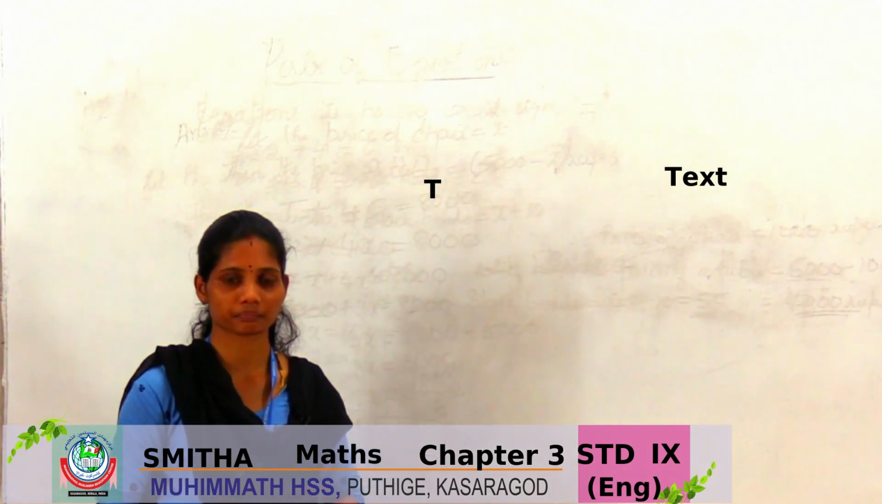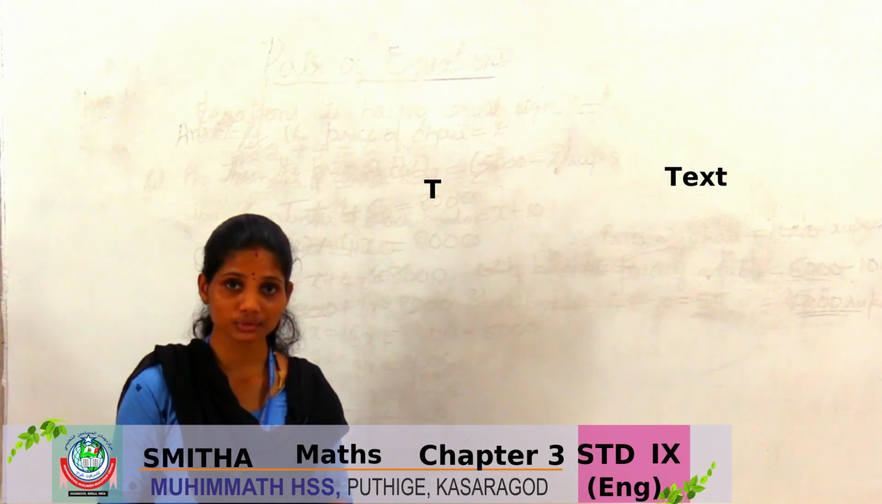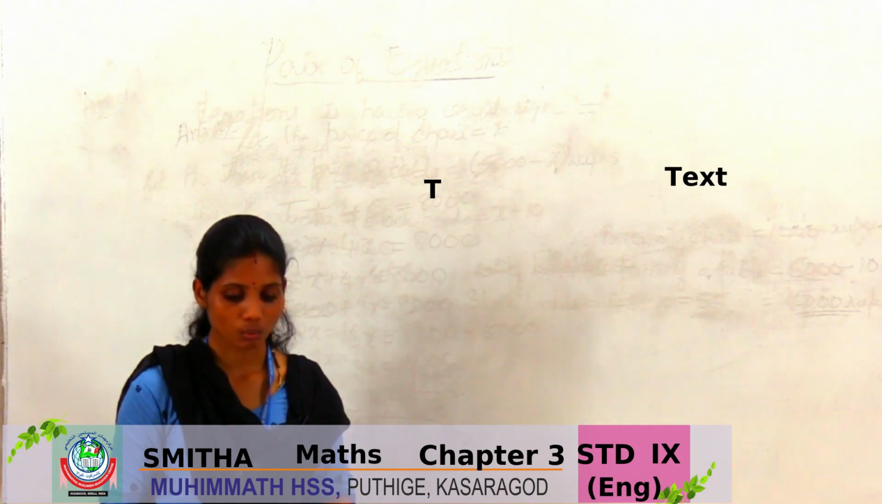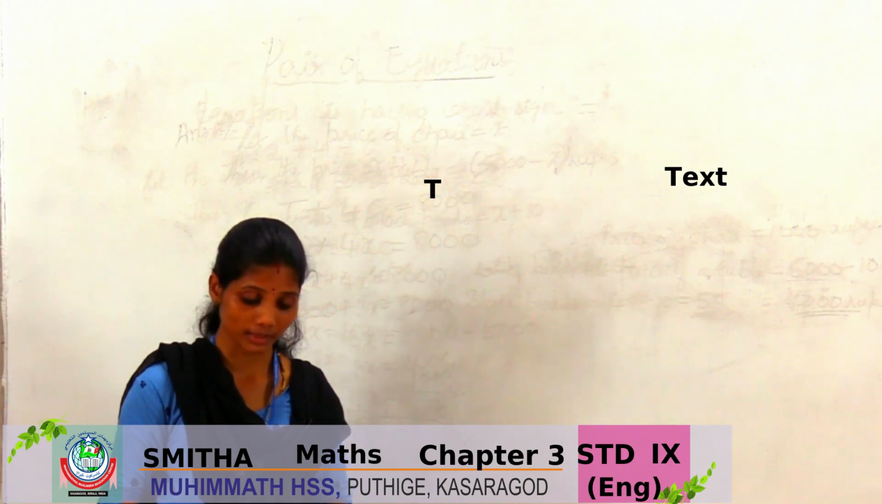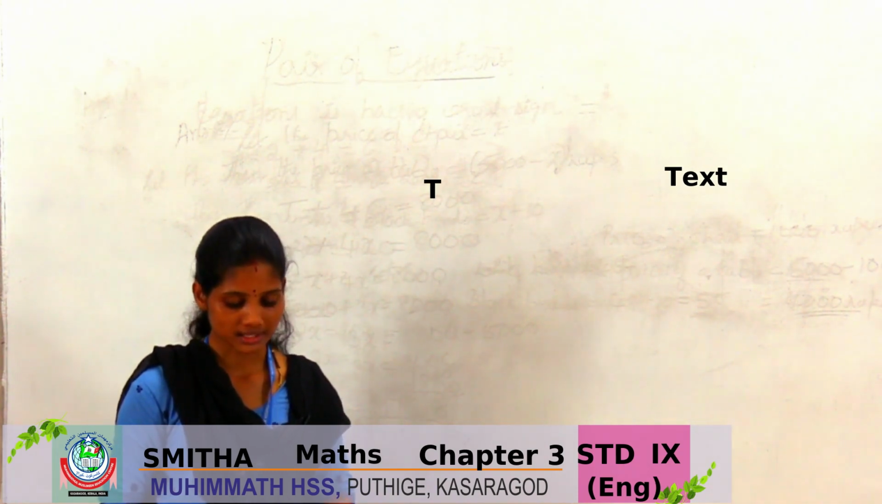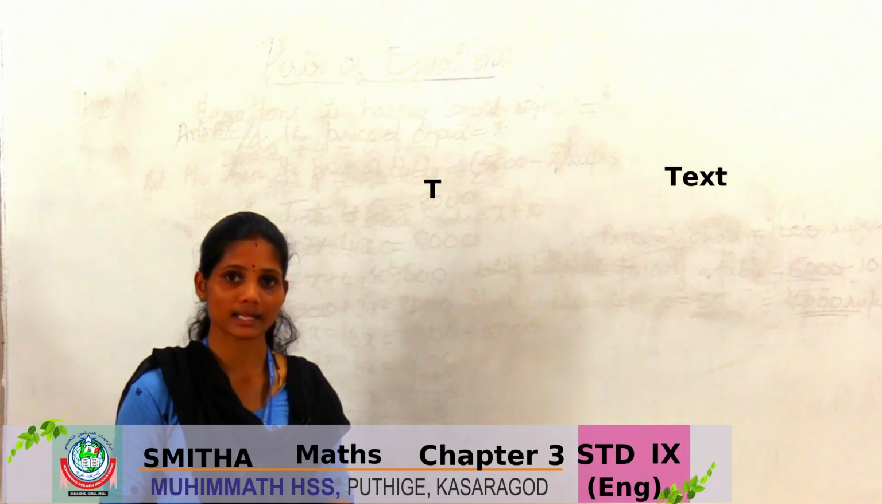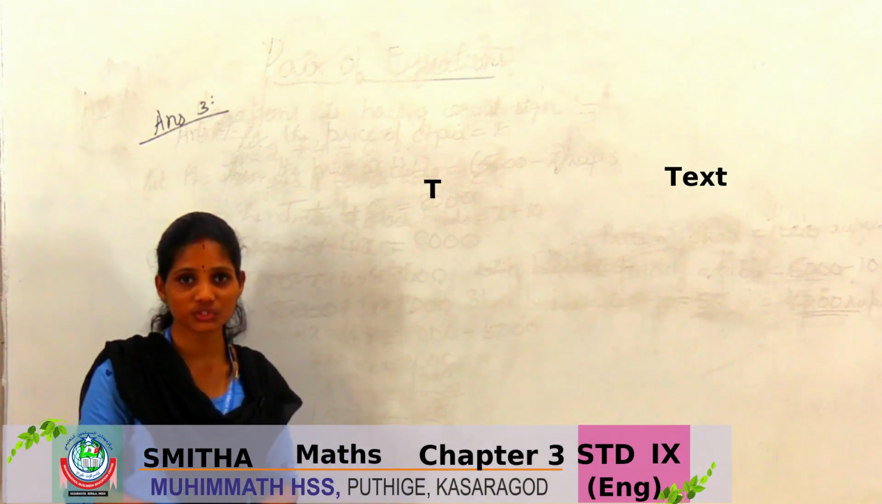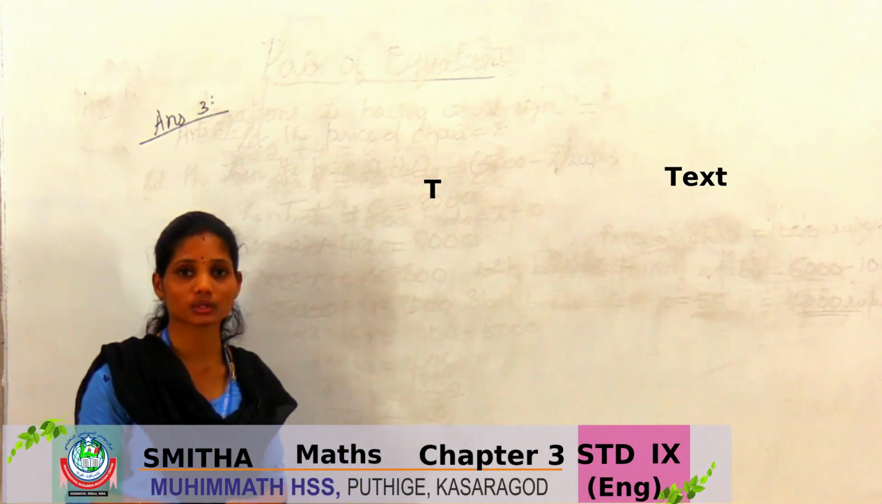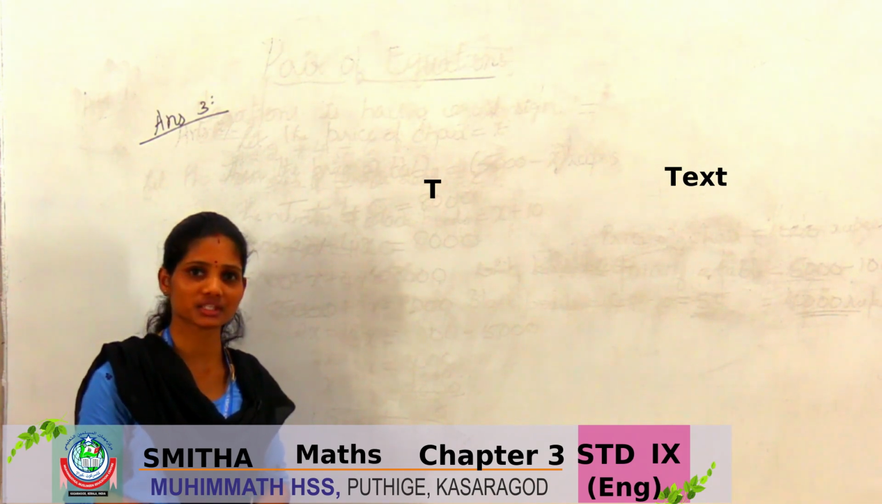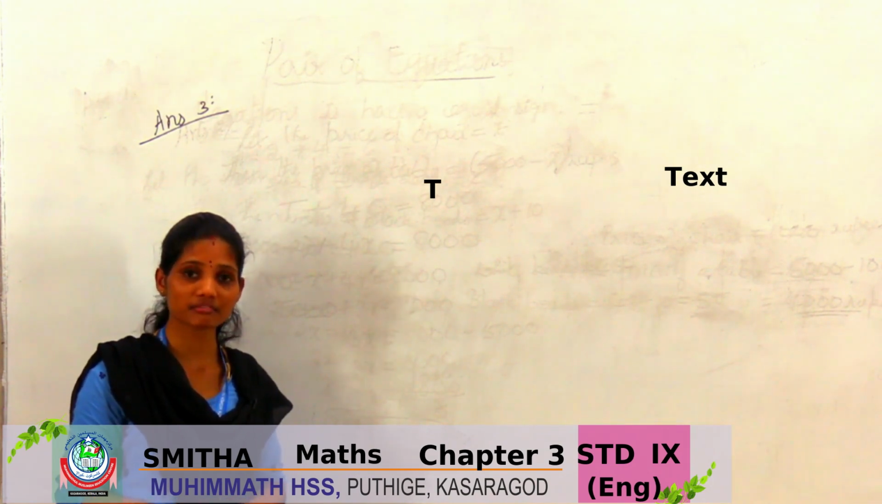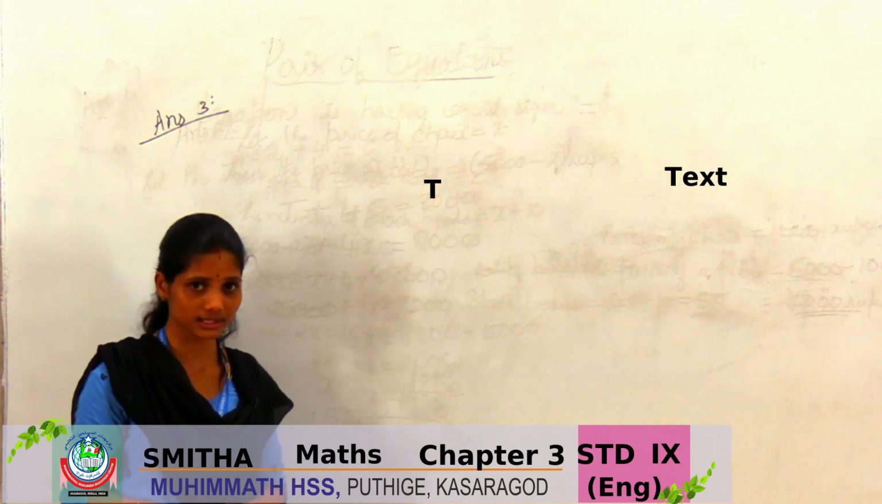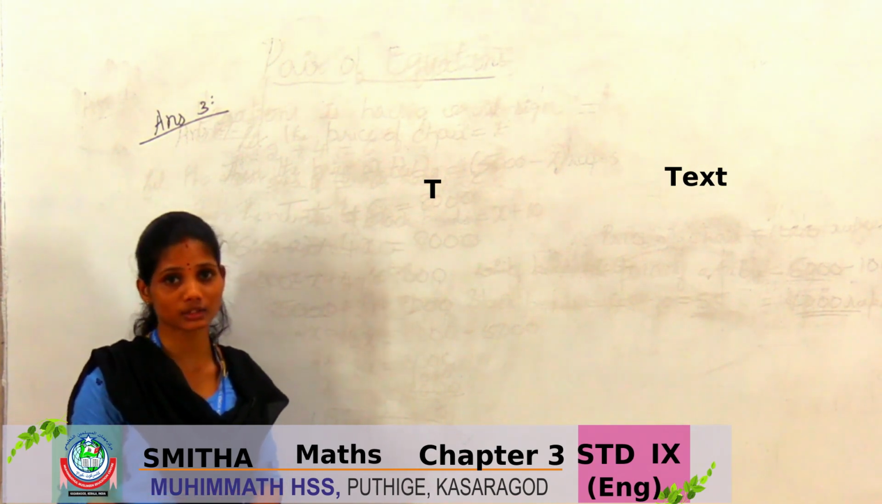Next, question number 3. When we add 1 to the numerator of a fraction and simplify it, we get 1 by 2. When we add 1 to the denominator of a fraction and simplify it, we get 1 by 3. What is a fraction? The question is, we have to find out the fraction. What do you mean by fraction? A fraction can be written in the form p by q, having the numerator and the denominator.